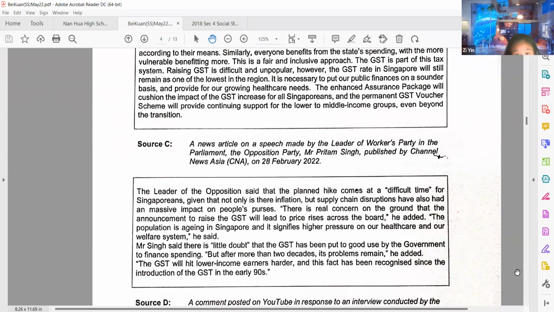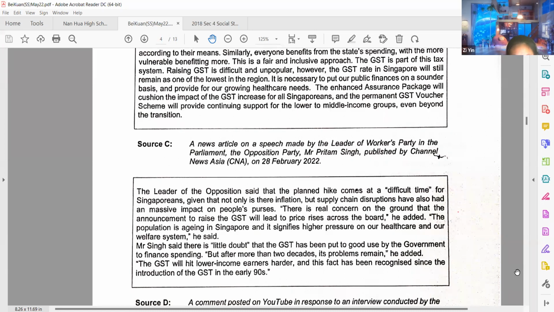The leader of the opposition said that the planned hike comes at a difficult time for Singaporeans, given that not only is there inflation, but supply chain disruptions have also had a massive impact on people's purses. There is a real concern on the ground that the announcement to raise the GST will lead to price rises across the board.